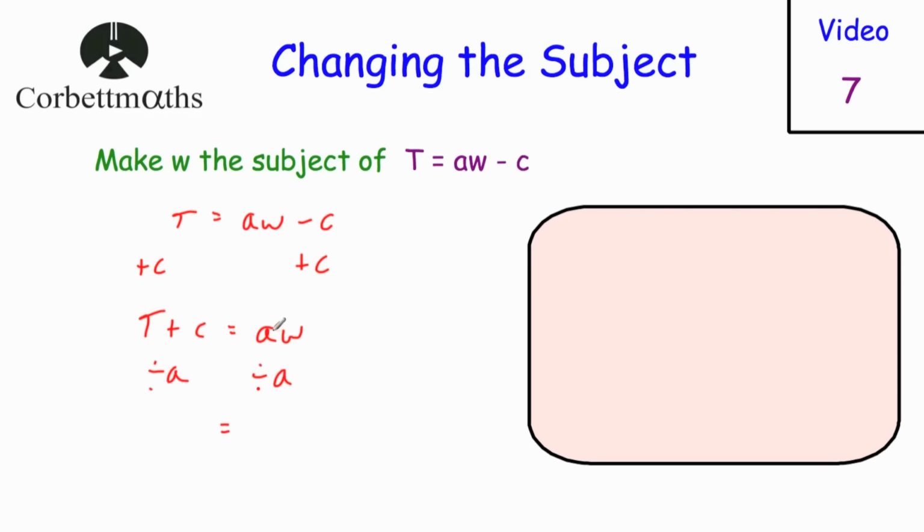On our right hand side, we had AW. We divided by A to get rid of it, so we'd just be left with W. On the left hand side of this formula, we had T plus C, and we're dividing that by A. So what we're going to do is write T plus C. Now remember in algebra, we don't write the divide sign, we do over A. And that means we've got T plus C divided by A. And that's it. So we've got W on its own. So W is the subject. So our answer would be W equals T plus C over A.